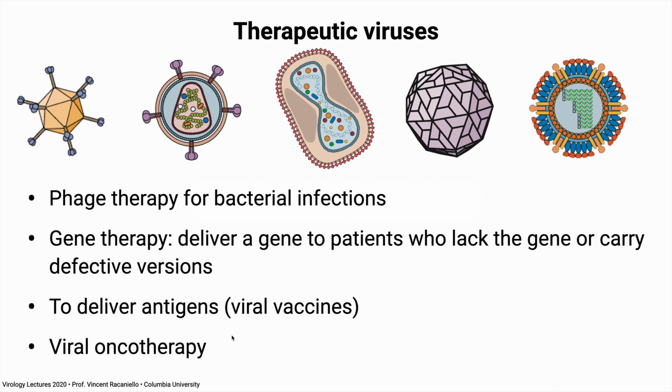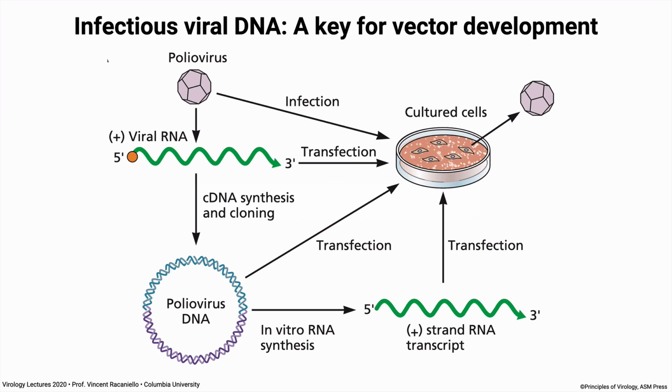What makes all this possible is the ability to manipulate viral genomes using infectious viral DNAs. This is a key for vector development. We talked about this way back in lecture 3, I think, genomes and genetics. For every virus, you can make a DNA copy and modify it. For poliovirus, you can make a DNA copy of the RNA. You can modify the DNA.